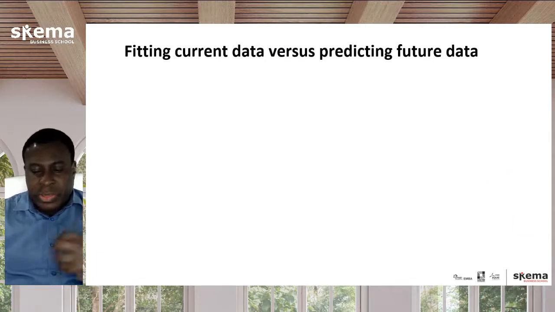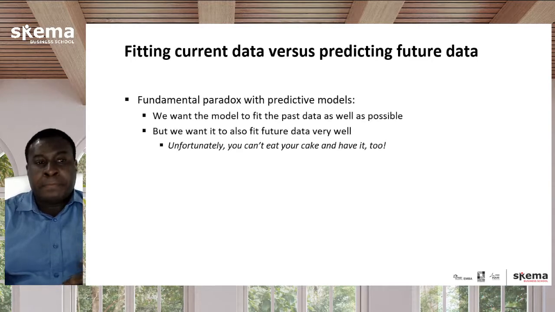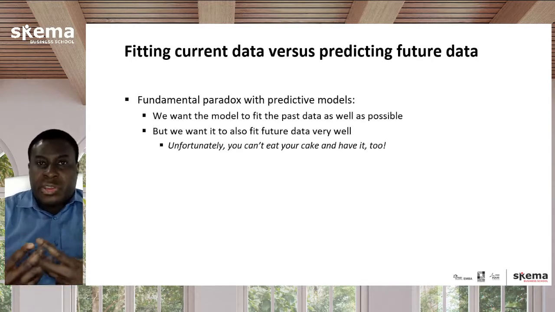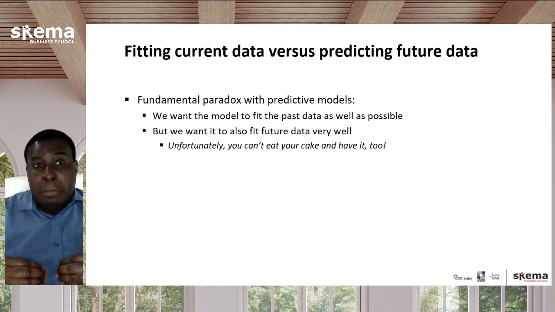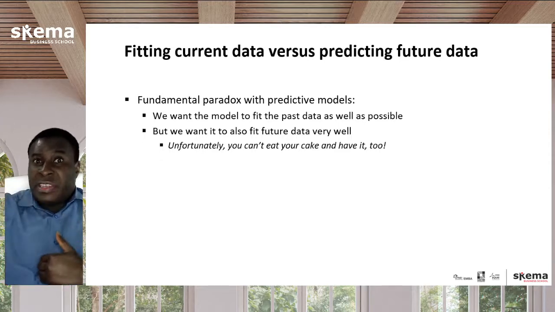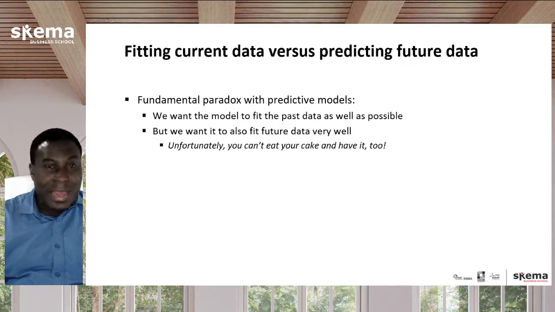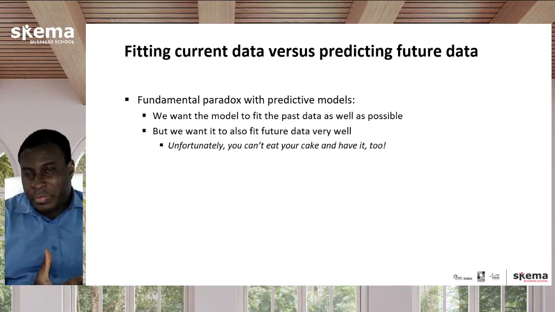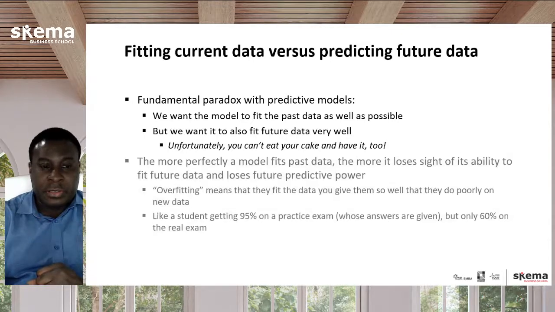So the issue here of what we consider overfitting is looking at fitting current data versus predicting future data. And this is a fundamental paradox you have with models of predictive analytics. The fact is that we want the model to fit the past data that we're using for analytics as well as possible, but we want it to also fit the future data that is coming up. And unfortunately, you can't eat your cake and have it too. You can't perfectly fit past data and perfectly fit future data. This is a great paradox.